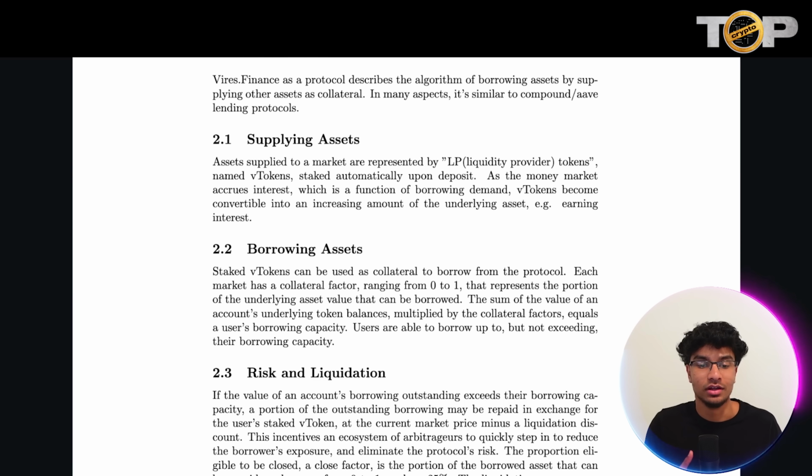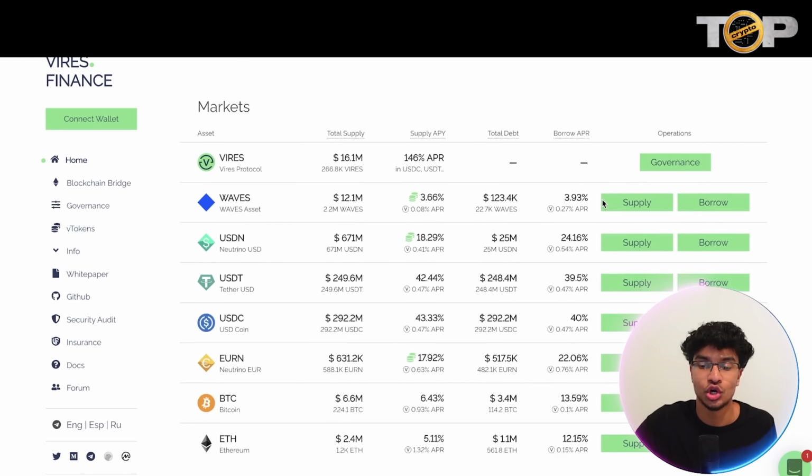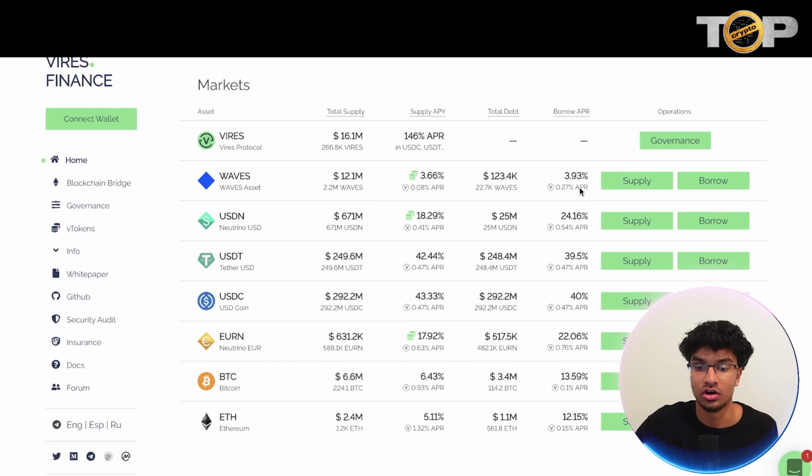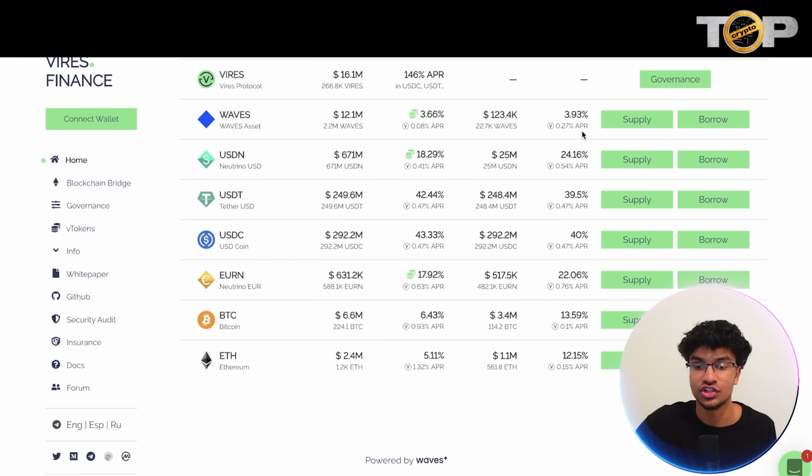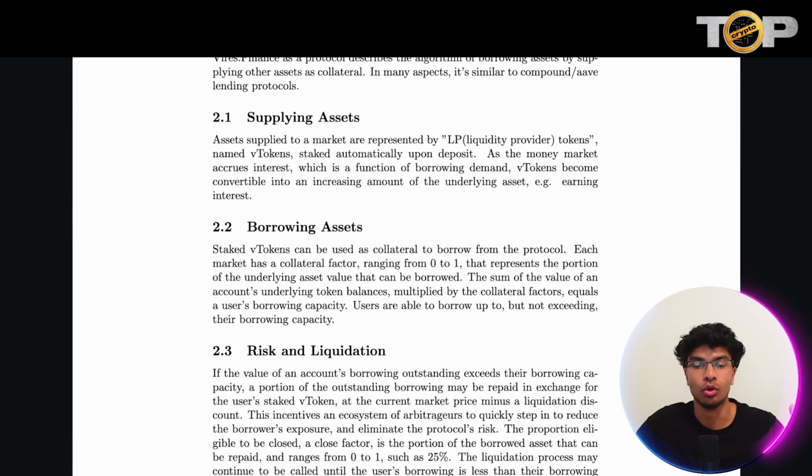As the money market accrues interest, which is a function of borrowing demand, V tokens become convertible into an increasing amount of the underlying assets, for example, earning interest, which is shown over here under the borrow APR, the APR percentage for each of these assets. And for borrowing assets, staked V tokens can be used as collateral to borrow from the protocol as well.